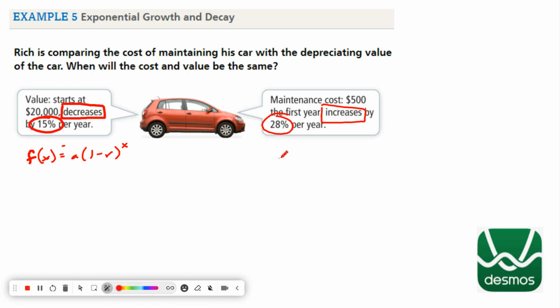This is going to be growth. Now I'm going to call it g of x, just use a different function name. Doesn't really matter. So g of x equals, but now it's going to be a times 1 plus r to the x.